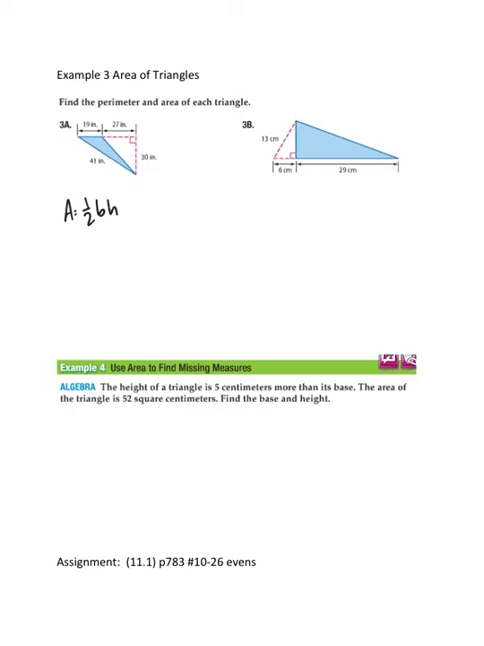1/2 base times height. Guys, this red line drawn out there is going to give you your height. That is an altitude. It's from the vertex, and it's perpendicular to the opposite side. So is 27 the base, or is 19 the base, or is 27 plus 19 the base? Guys, the base is a side of the triangle. So what measure here is the side of a triangle? Well, 19. Guys, 19 is going to be your base. That is the side of the triangle that the height is perpendicular to.